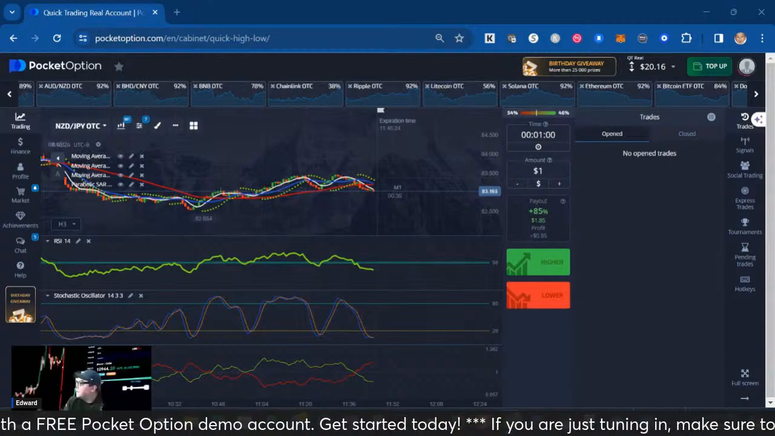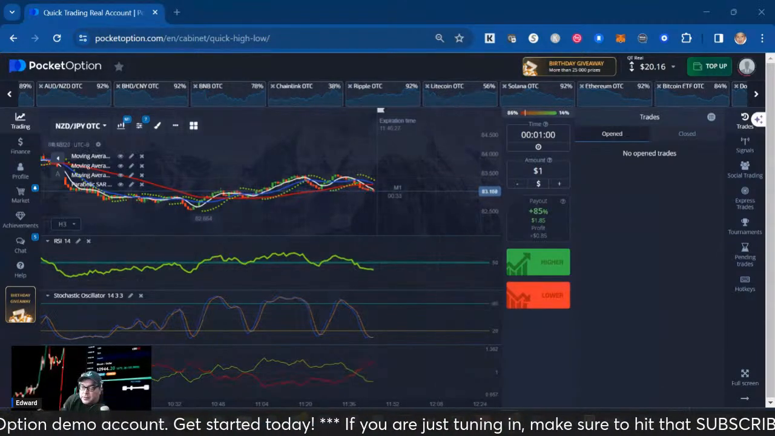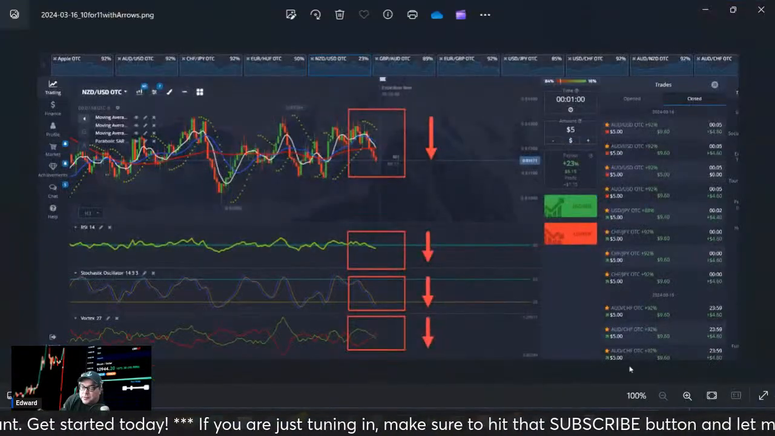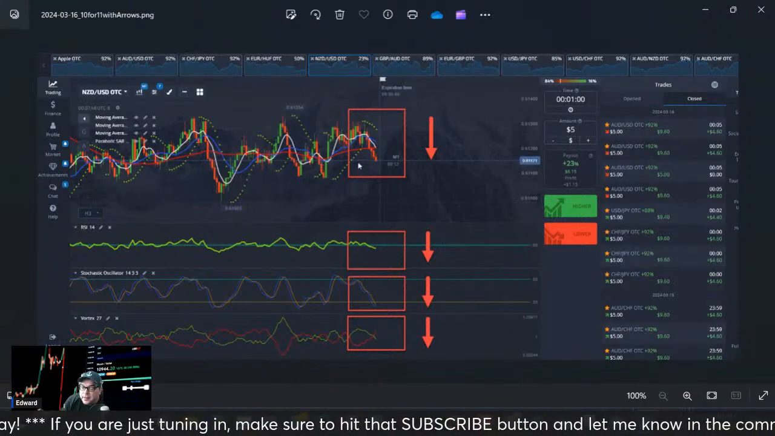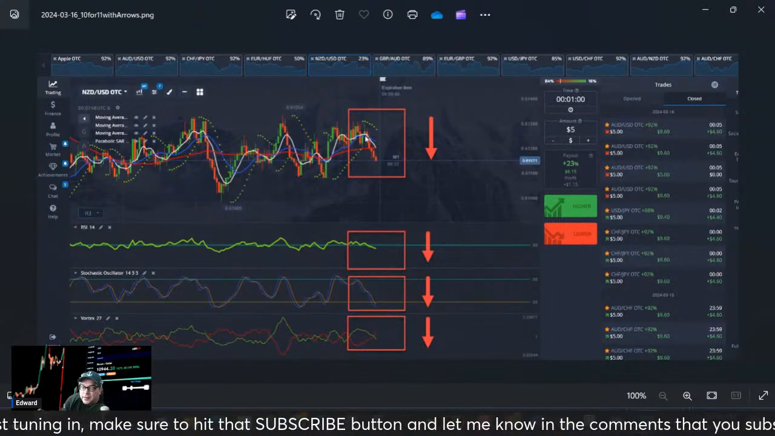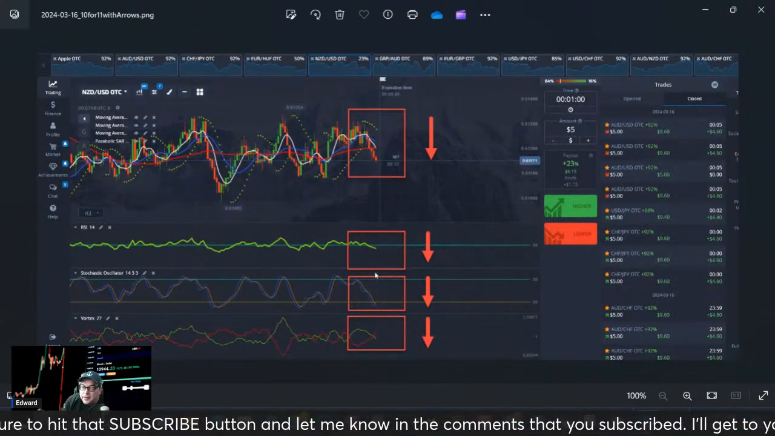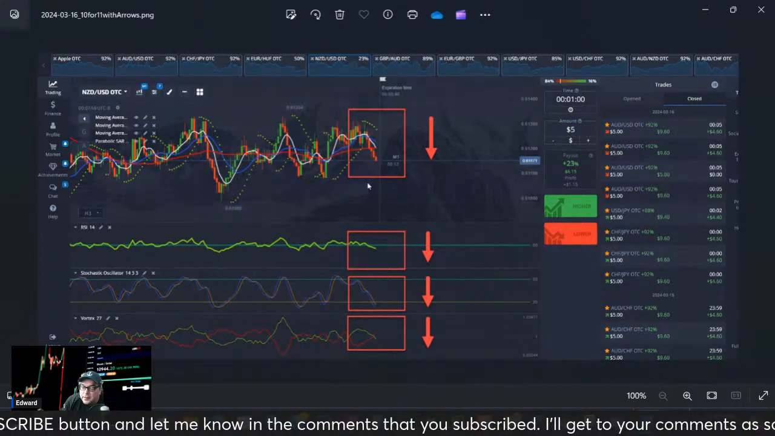So, my strategy for today, as you can see on my screen, is that I'm looking for a definitive trend, either up or down, and for it to be confirmed in several different indicators.